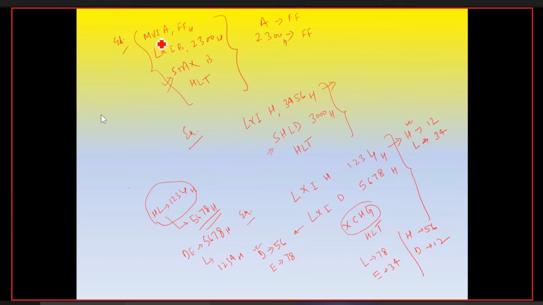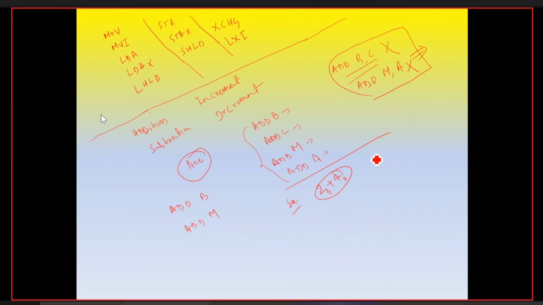MVI A, FF. We can write MVI A, 02. Similarly, we can write MVI B, 04. Okay, then we can write add B. Then we can write STA 2400, then halt. Okay, this is the program for addition of two 8-bit numbers.